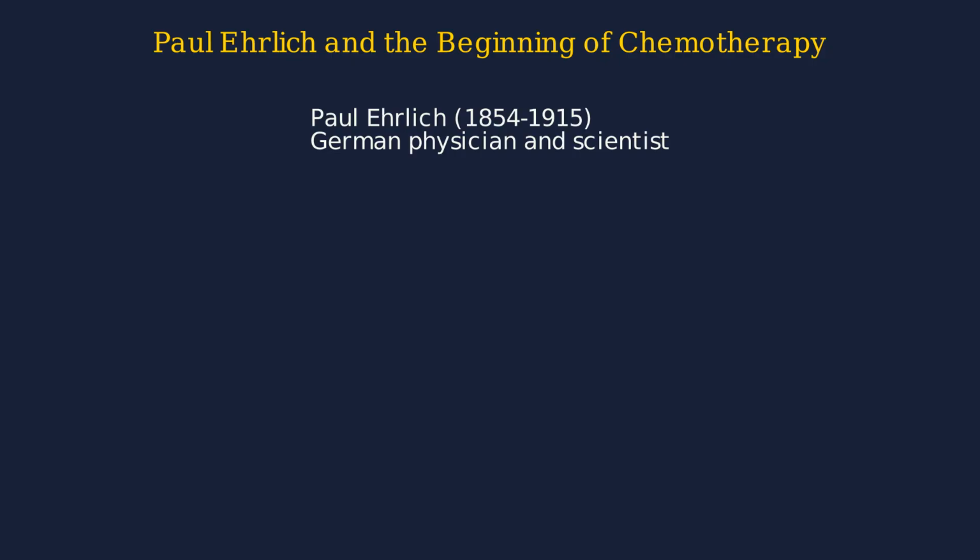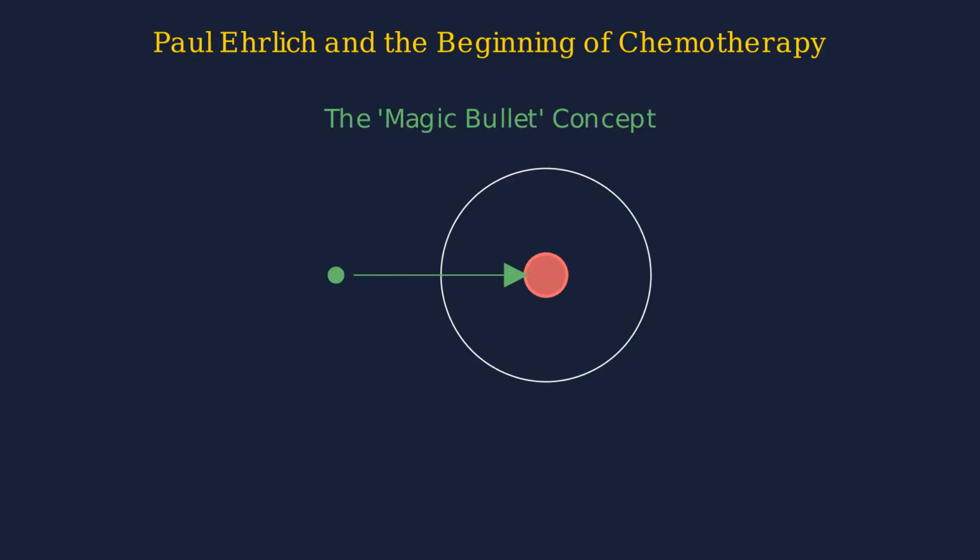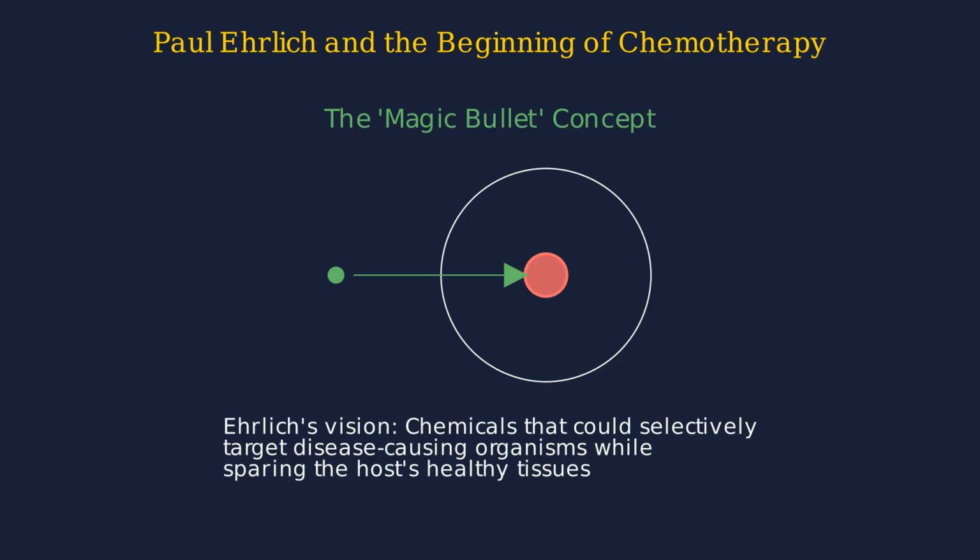Paul Ehrlich, a brilliant German scientist who lived from 1854 to 1915, revolutionized medicine with a radical new idea. He pioneered the concept of chemotherapy, the idea that specific chemicals could be used to treat disease. As he famously stated, "We must learn to aim chemically." Ehrlich envisioned what he called a magic bullet approach. He believed it was possible to develop chemicals that could selectively target disease-causing organisms while sparing the host's healthy tissues.